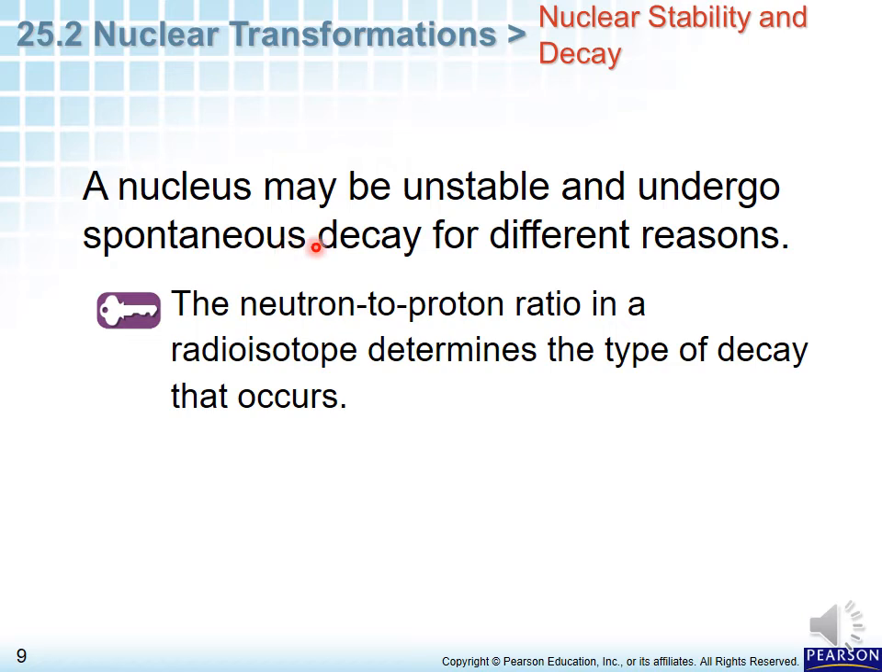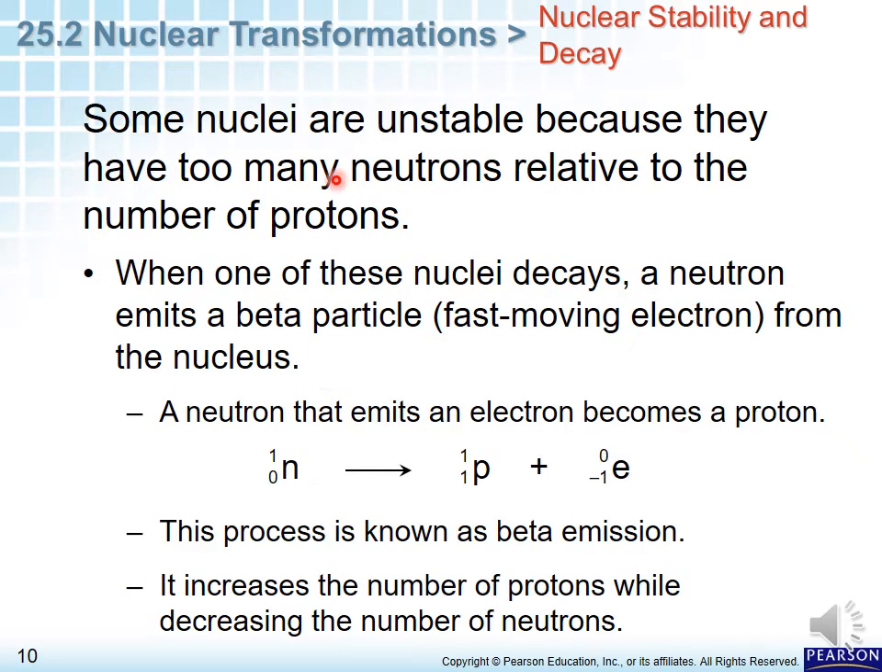The nucleus may be unstable and undergo spontaneous decay for different reasons. The neutron to proton ratio in a radioisotope determines the type of decay that occurs. Remember, the neutron to proton ratio, which we showed just now, determines the type of decay that occurs. Some nuclei are unstable because they have too many neutrons relative to the number of protons. When one of these nuclei decays, a neutron emits a beta particle, a fast moving electron, from the nucleus. Remember again, if there are too many neutrons relative to the number of protons, beta particle emission occurs.